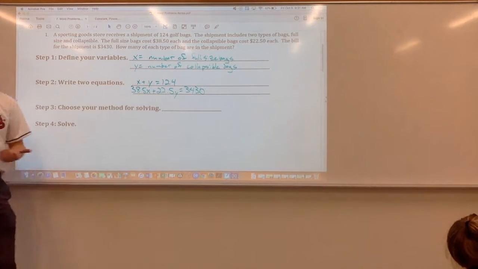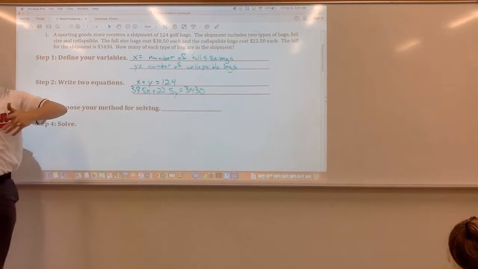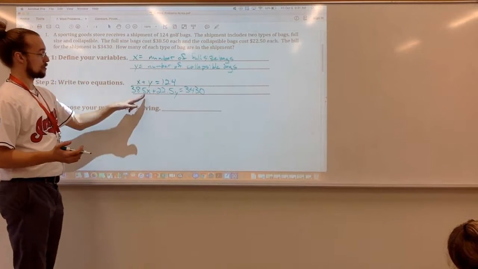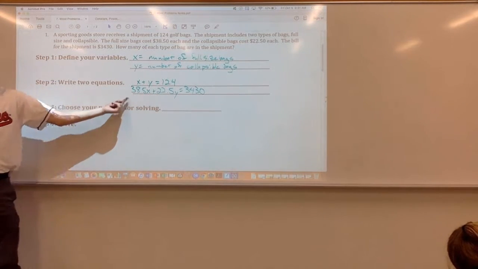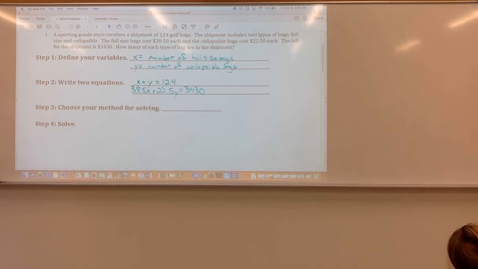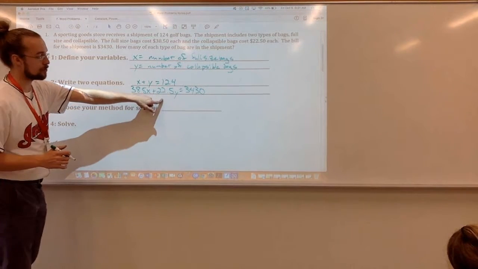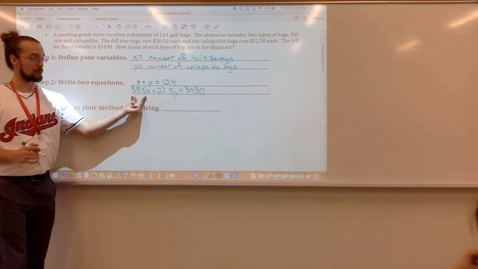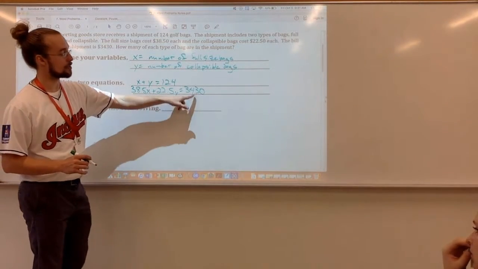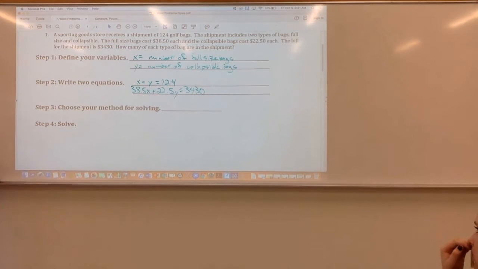Okay, so our other equation, when we know the cost of the bags, we'll say that each of the full-size bags costs $38.50. Each of the collapsible bags costs $22.50. So if I multiply those costs by the number of bags, I'll get the total, $3,430. I have my two equations now.